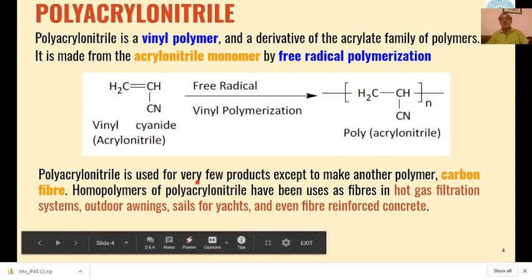So polyacrylonitrile is used in very few products except for making another polymer, that is carbon fiber. Then homopolymers of polyacrylonitrile have been used as fibers in hot gas filtration systems, outdoor awnings, then sails for yachts, and even fiber reinforced concrete also.